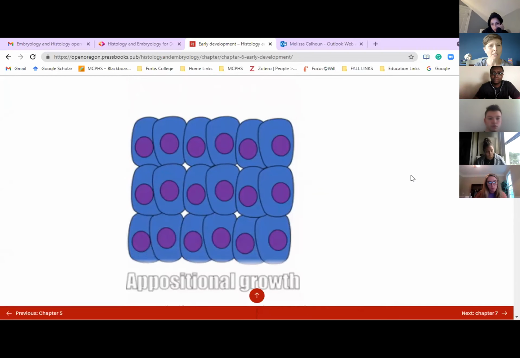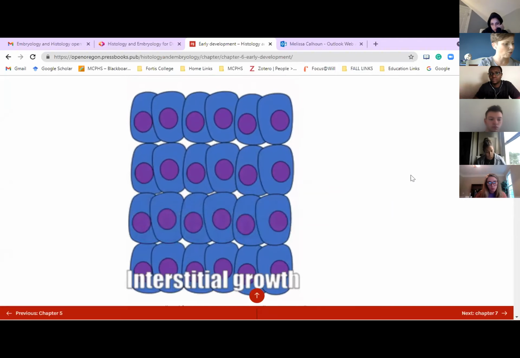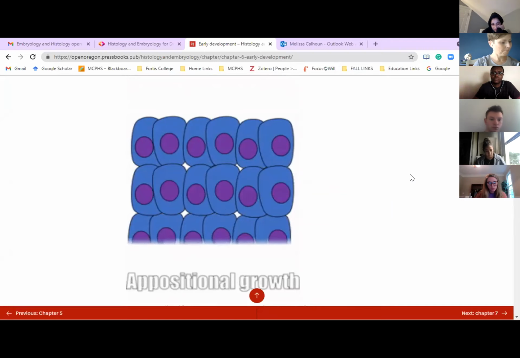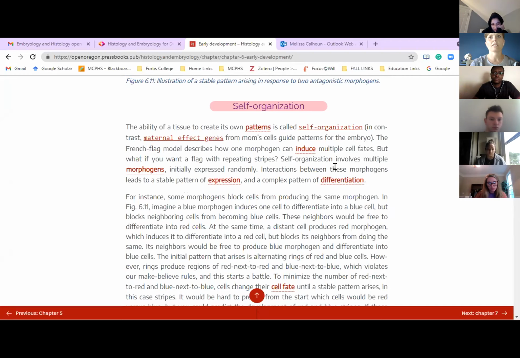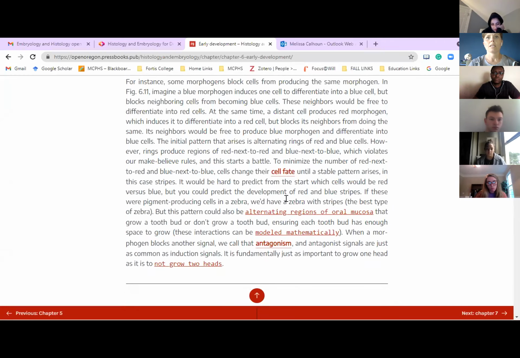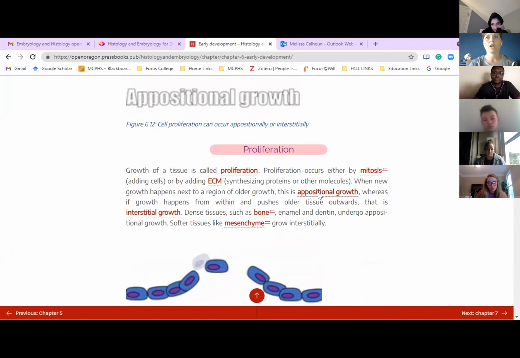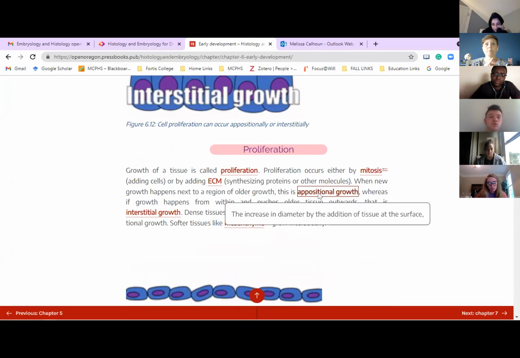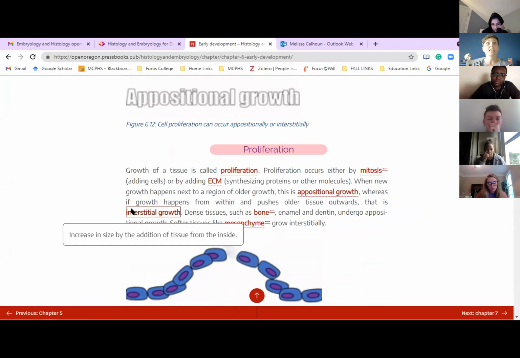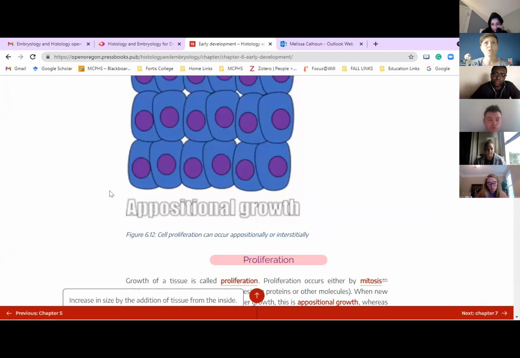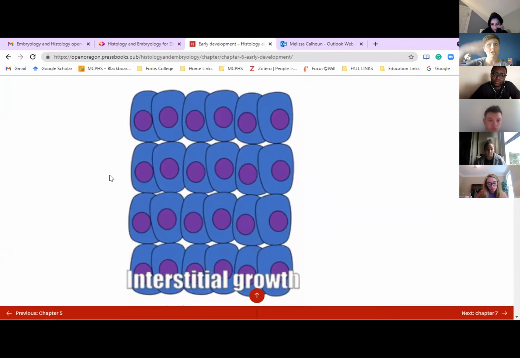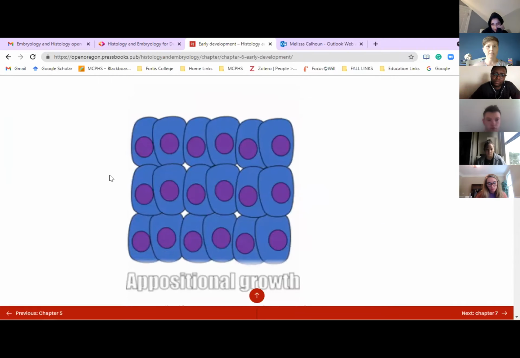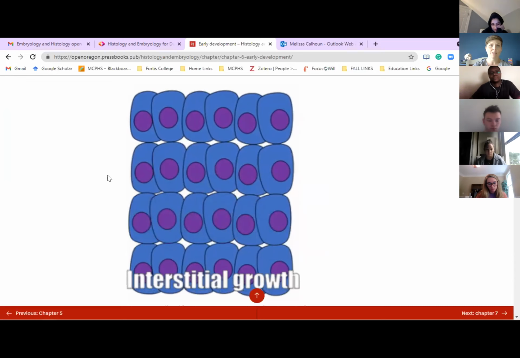This one I thought was really neat because we talked about appositional growth. Remember, appositional growth increases in diameter, whereas interstitial growth gets its size by adding tissue. You can see here there's your interstitial because it grows bigger, but your appositional just grows on either side. The diameter gets bigger. So I thought that was kind of neat.